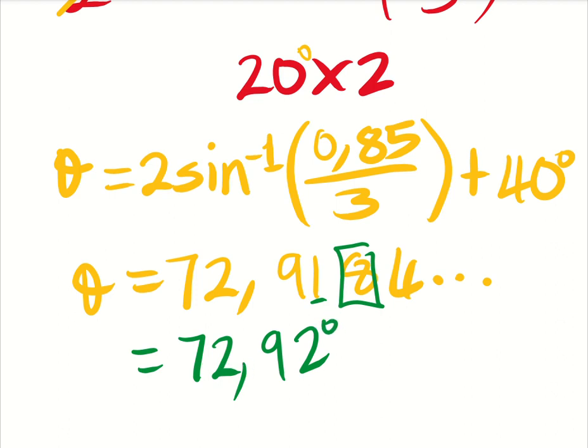Then you're done. So basically just do it like this, guys. This is a very easy topic. Just make sure that your theta is on one side of the equal sign alone. Then you're done.